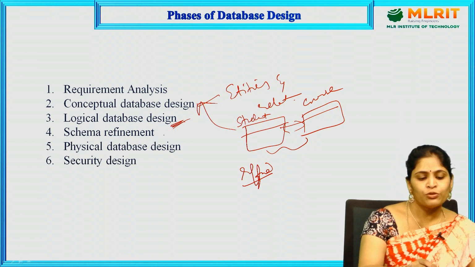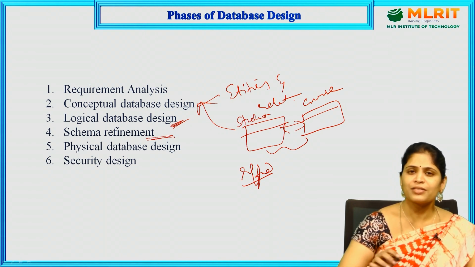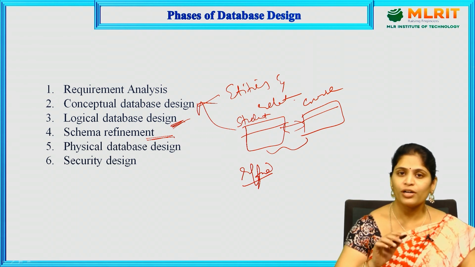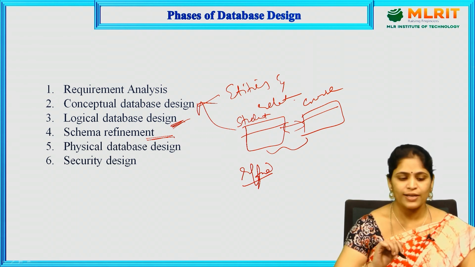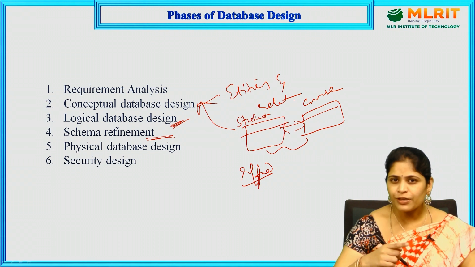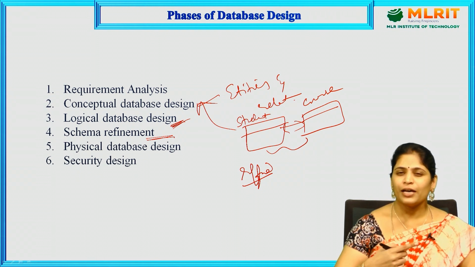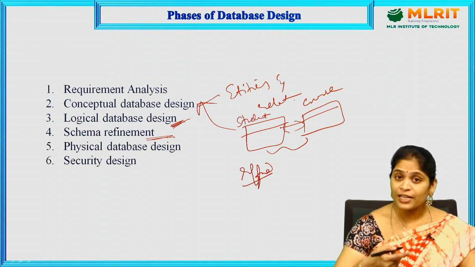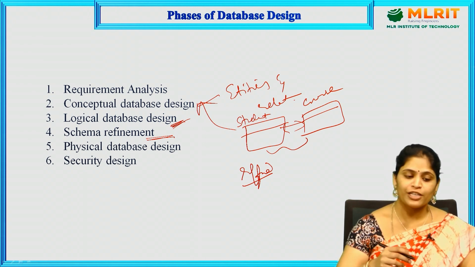Next, the fourth one is schema refinement. Schema is nothing but, as we have already discussed, the overall design of a database. That is what we call schema. And that will be refined, whether we have any redundancies or inconsistencies, in this level.